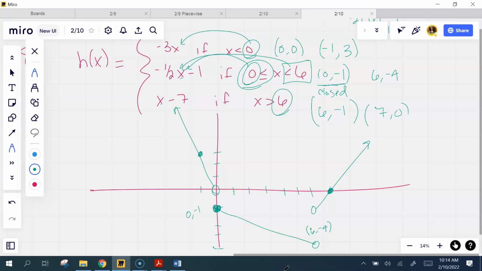So now domain and range. Domain: negative infinity to infinity. There are no holes. When one stops, the other one picks up and keeps going. Oh, are both of those open?